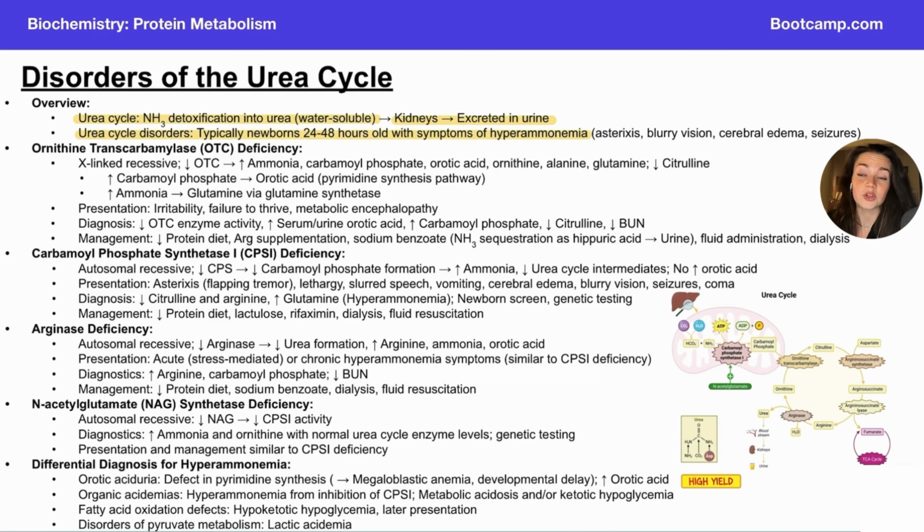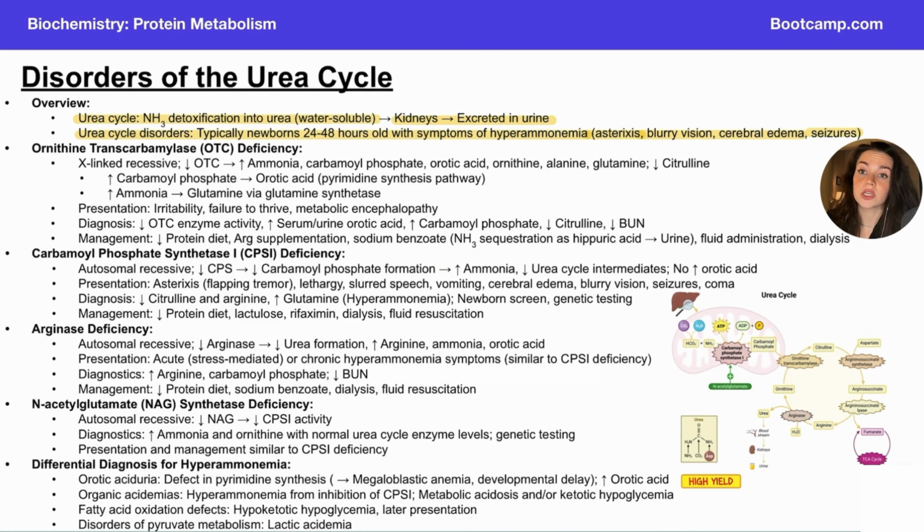So in the video on the urea cycle, we talked about the pathophysiology behind some of these hyperammonemia symptoms. But as a refresher, the symptoms themselves are asterixis, which is that flapping tremor, blurry vision, cerebral edema from the buildup of glutamine, and seizures.